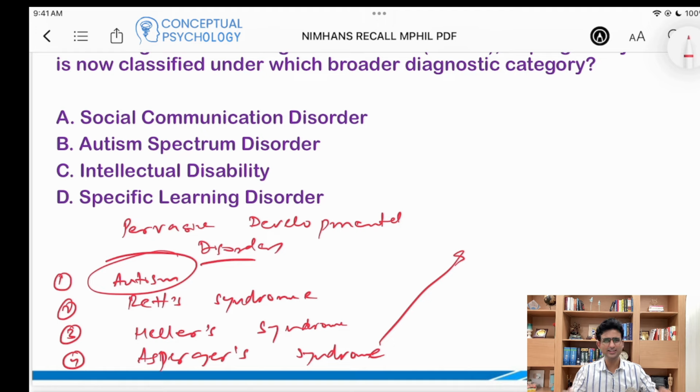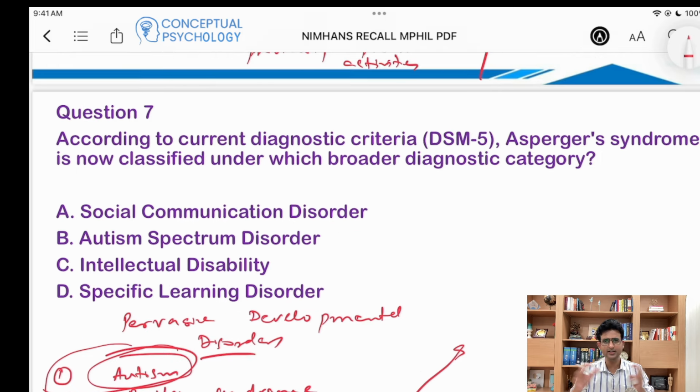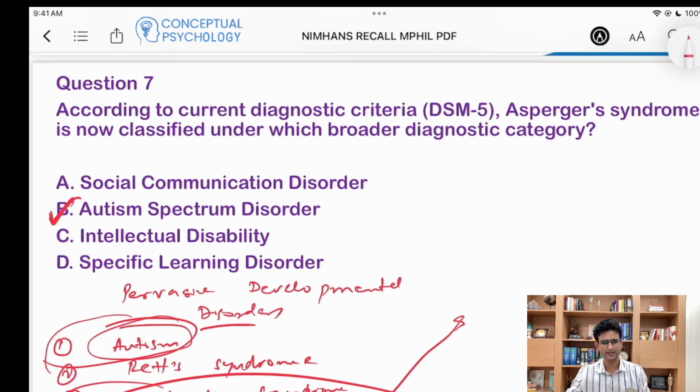Later on, they said that it is very superficial to divide all these disorders. We did not have a strong basis to make these distinctions. So they combined everything. They combined autism, Heller's, Asperger's, and made a single diagnostic category of autism spectrum disorder. Rett syndrome is now covered separately, but these others have been put together and are called autism spectrum disorder, ASD. So the answer is ASD.